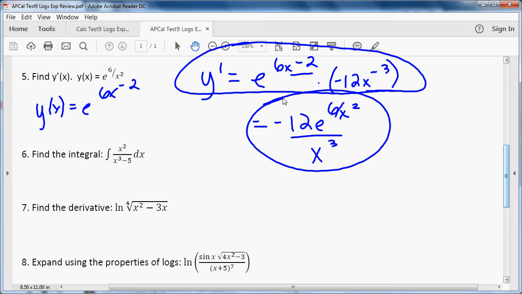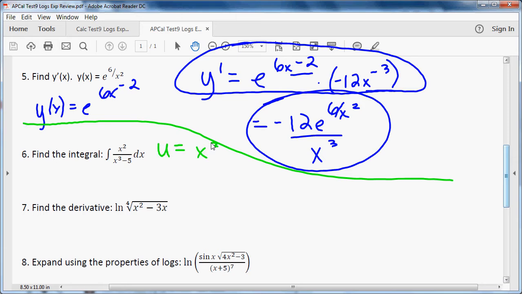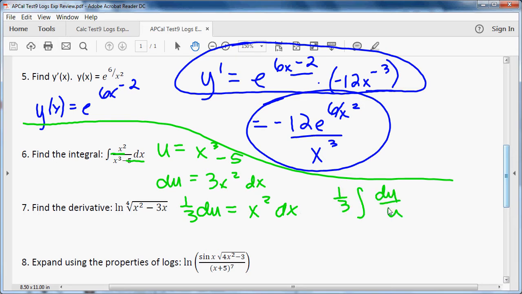Now number 6, we're finding an integral. In general, with integrals, we want to make u equal to the denominator. So u is x cubed minus 5, du is 3x squared dx. We will have to divide by 3 to make it match what we have. We get 1/3 du equals x squared dx. So when we substitute, we get 1/3 integral of du over u, which we know is 1/3 natural log of the absolute value of u plus c. So our final answer is 1/3 natural log absolute value of x cubed minus 5 plus c.